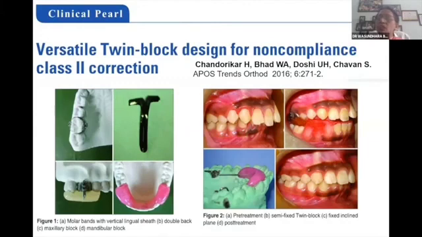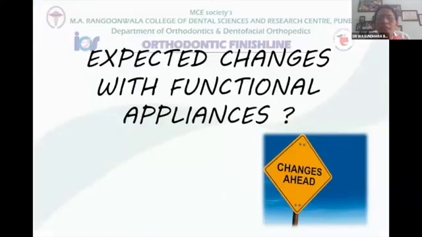Then for patients who are non-compliant, though Clark says that for the initial 15 days you can cement an appliance, you can do this modification by putting a band on the molar with a lingual sheath in a vertical direction and a double back arch wire in your posterior block. That will fit into it just like a fixed twin block. So this also can be designed in your patient.